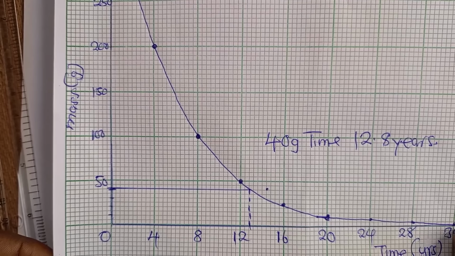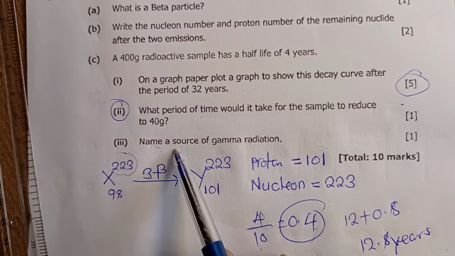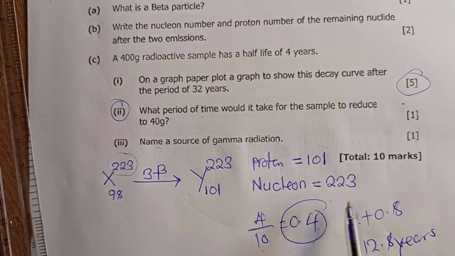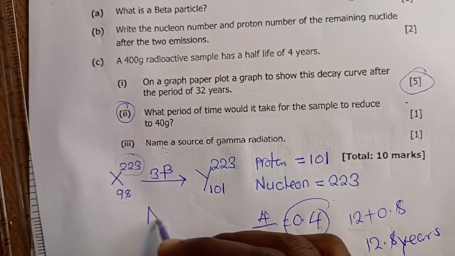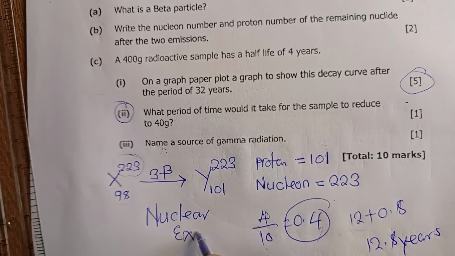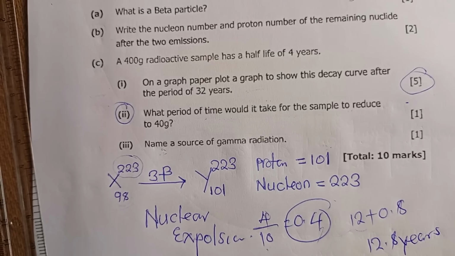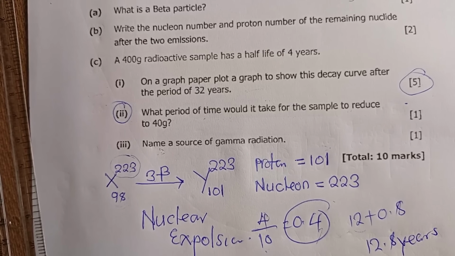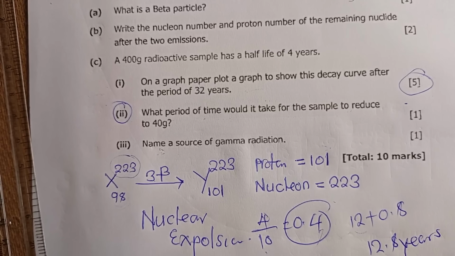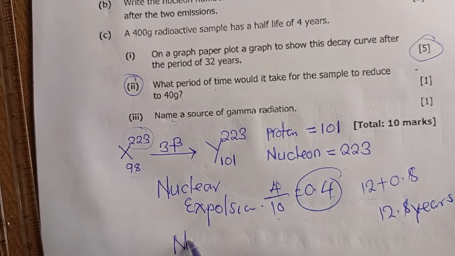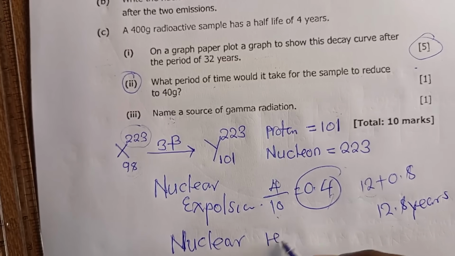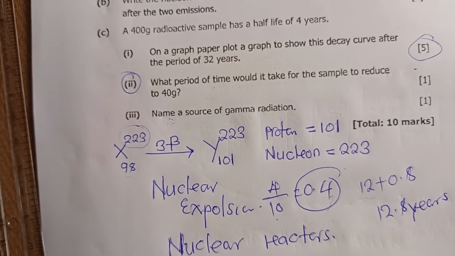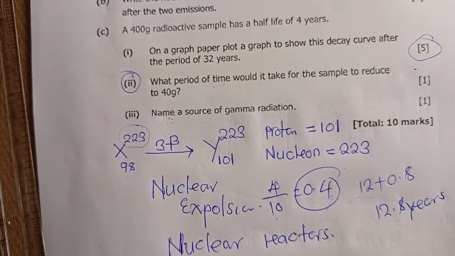These are some of the things you need to get and understand. Just like this, you are answering the question. We now move on to the last question, which says, state a source of gamma radiations. We've got a lot of sources of gamma radiations. One of them is nuclear explosions. You can put that. This can also be from X-ray machines. It can also come from nuclear reactors. These are the sources of gamma radiations.